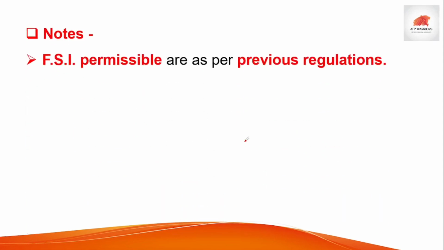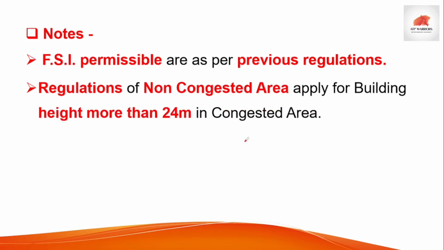Okay, so what are the notes given below these, for the other buildings? See, the FSI permissible is as per the previous regulations. Means no compromises in FSI. It will be given as it is given in the congested area. Regulations of non-congested area apply for buildings of height more than 24 meter in congested area. We have discussed it before. If the building proceeds above 24 meter, then the regulations of non-congested area apply. And if the plot area exceeds 4000 meter square, the regulations of non-congested areas will apply.